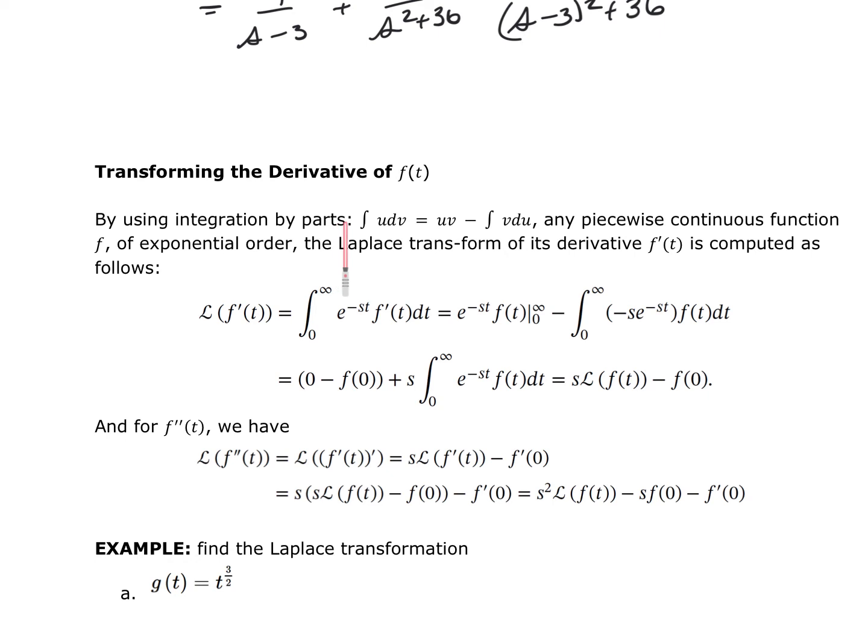Okay, so now we're going to transform the derivative of f of t. We're going to use integration by parts from calculus 2, because that stuff never goes away. And so I have the Laplace transform of f prime of t, and we get down to here. The Laplace transform of f prime of t is going to be s times the Laplace transform of f of t minus f of 0. And for the second derivative, I'm going to get s squared times the Laplace transform of f of t, minus s times f of 0, minus f prime evaluated at 0.